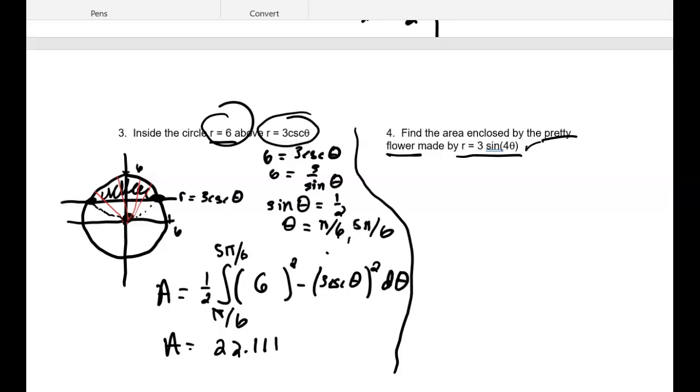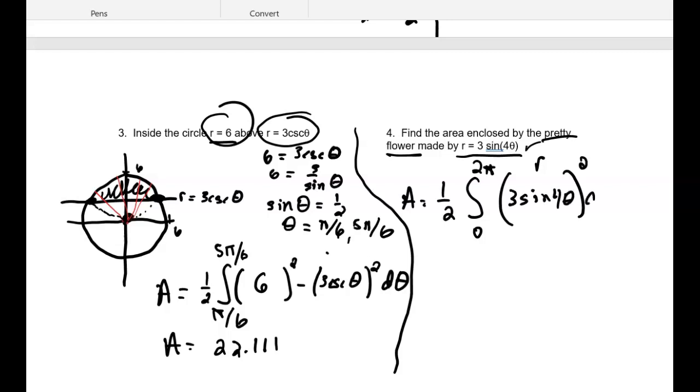So this is the basic one from the beginning. Your area is 1/2, 0 to 2 pi of r squared. We know what r is. It's the equation that you would have been given, times d theta. And we should get 14.137.